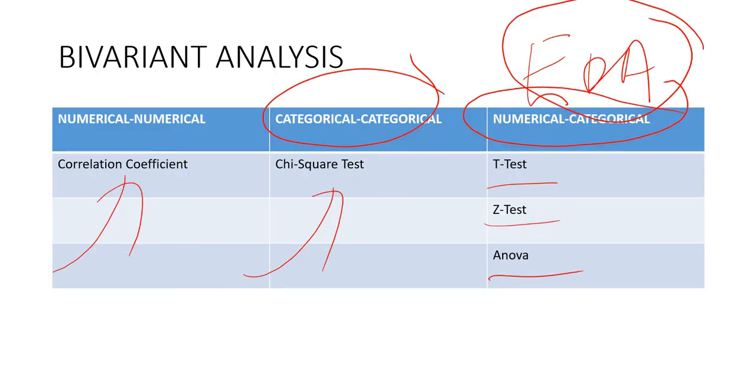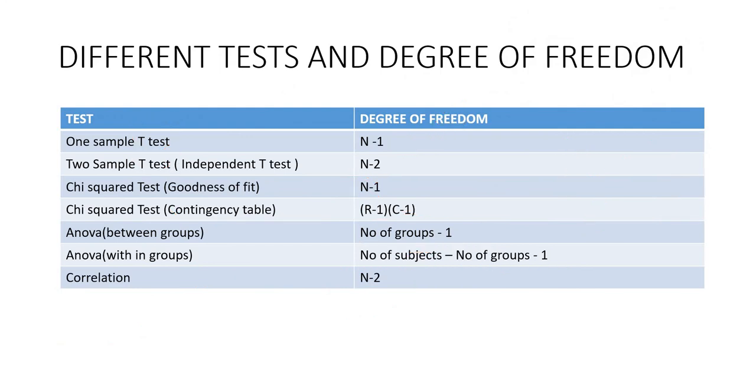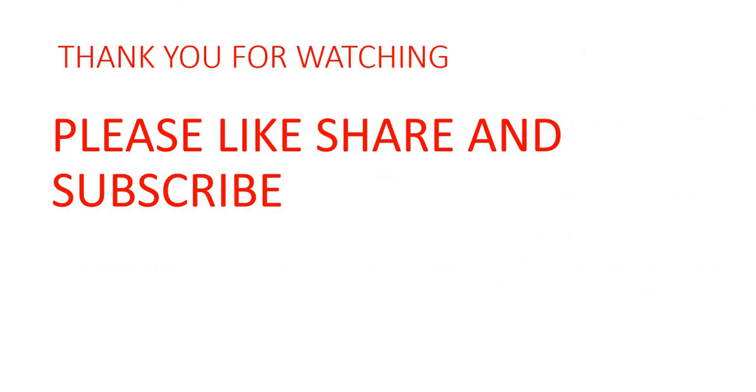That's why I have given this table as well, because it shows which tests you should use for what type of analysis. When both are numerical, you will use correlation coefficient. Both categorical, you will use chi-square test. Numerical and categorical, you will use t-test, z-test, and Anova. So when you are performing these tests, this is the degree of freedom. That's all about degree of freedom.